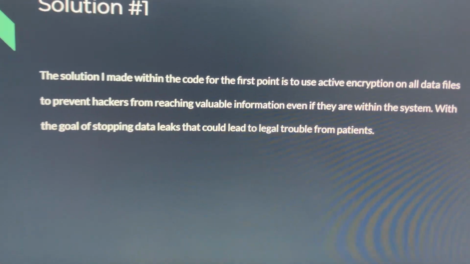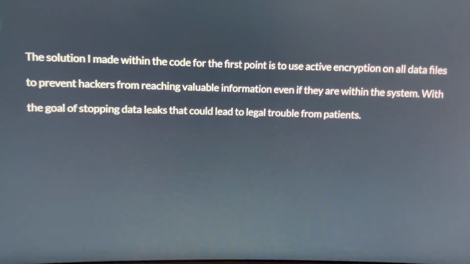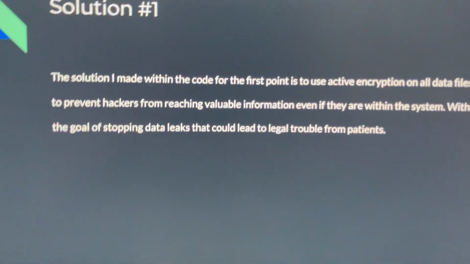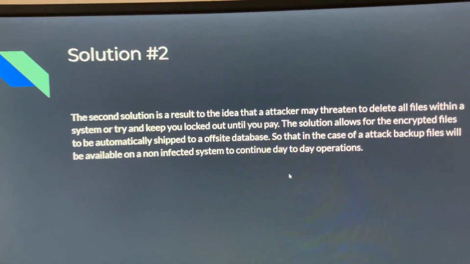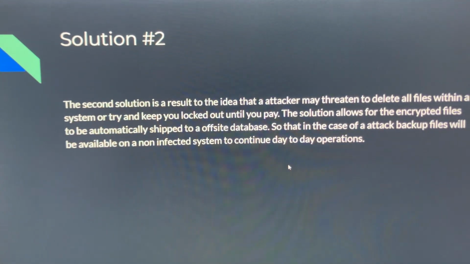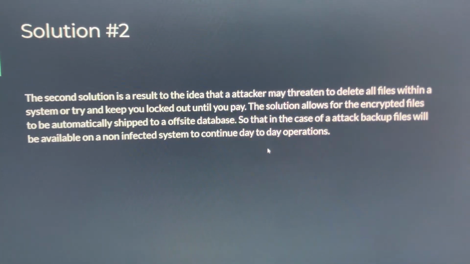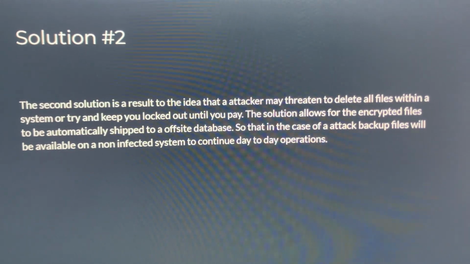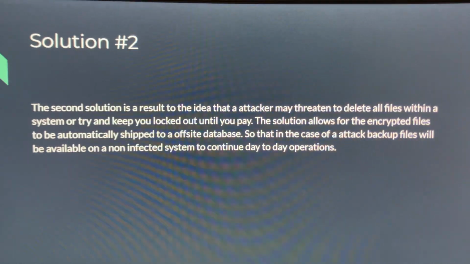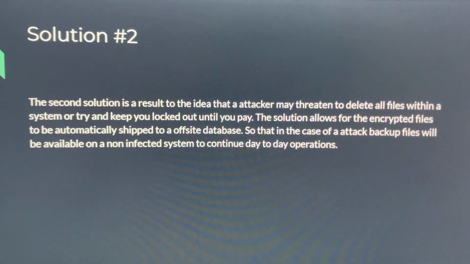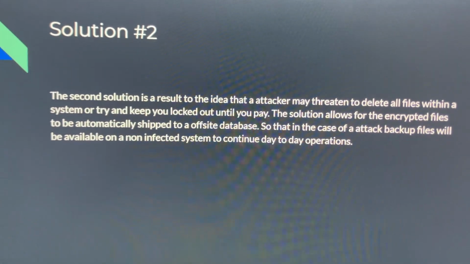Solution number one, the solution I made with the code: the first point is to use active encryption on all data files to prevent hackers from reaching valuable information within the system. The goal is stopping data leaks, so you prevent any legal trouble from patients. And solution number two was to store all the files in an offsite database while keeping the active encryption from solution number one, so that if a hacker gains access, they won't be able to actually access the files because the files are actively encrypted. While they have access to the system, they won't be able to use any of the information or sell it off.